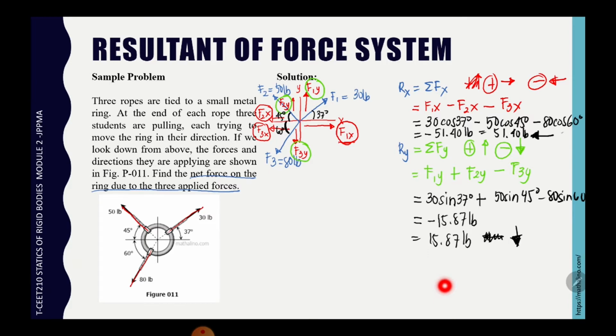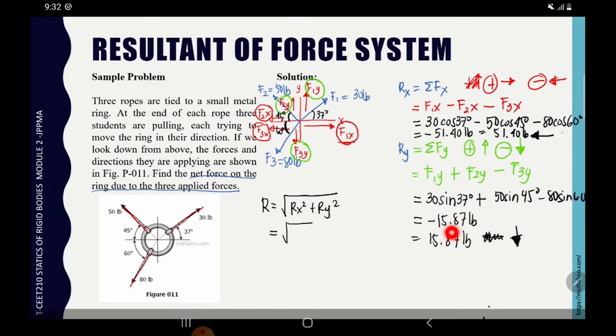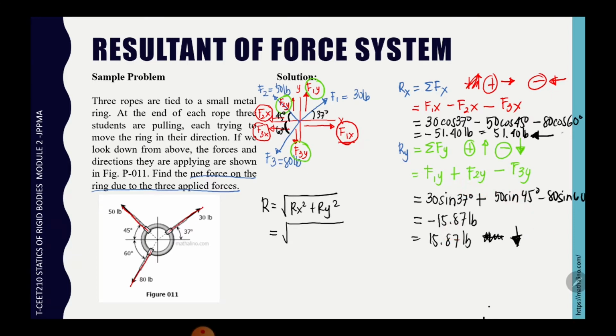Ayan. So, para makuha si resultant, meron tayong formula na R is equal to square root ng Rx squared plus Ry squared. Substitute natin si 51.4 squared plus 15.87 squared. So, makakuha tayo na resultant na 53.79 pounds. Yan na yung net force.